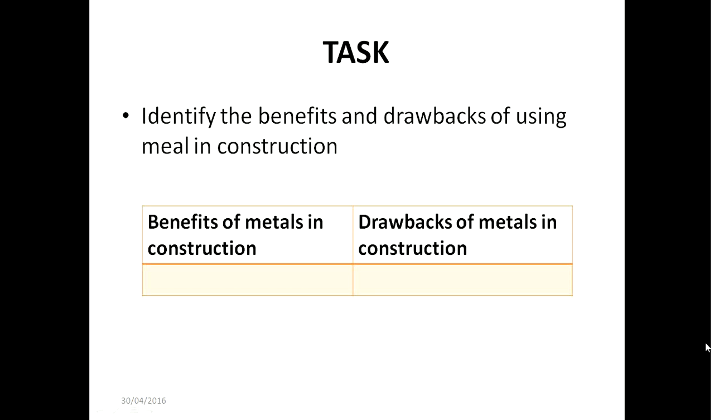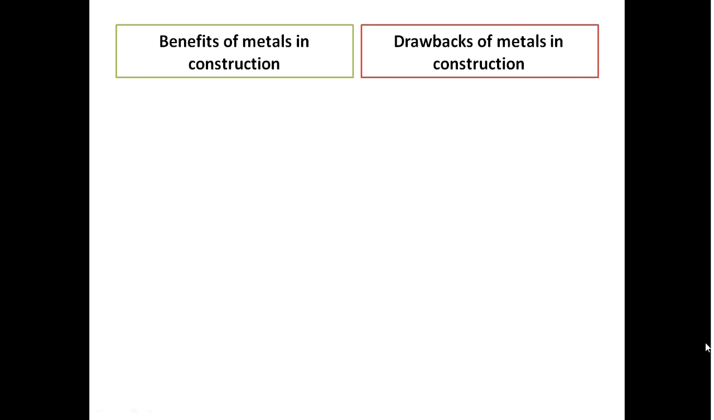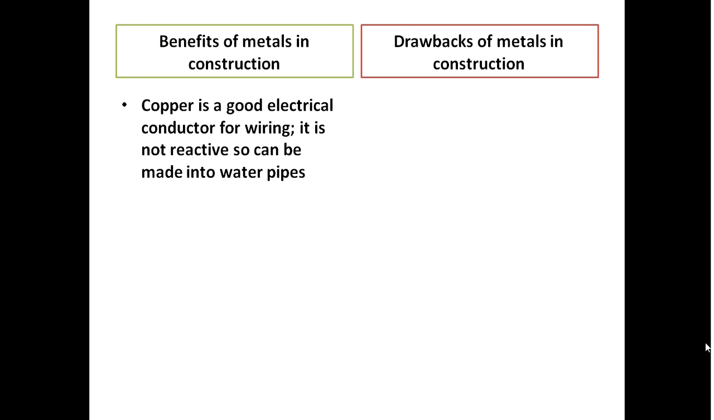Task: identify the benefits and drawbacks of using metal in construction. Now let's go through some ideas. The benefits are: copper is a good electrical conductor for wiring.